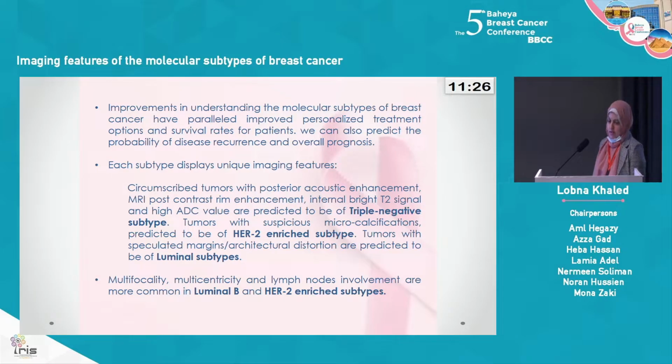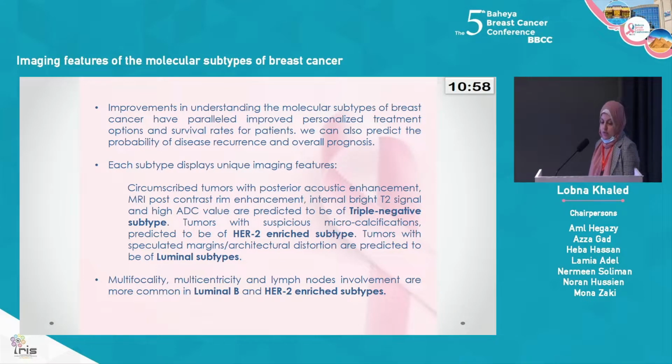Improvements in understanding the molecular subtypes of breast cancer have paralleled improved personalized treatment options and survival rates for patients. We can also predict the probability of disease recurrence and overall prognosis. Each subtype displays unique imaging features. Circumscribed tumors with posterior acoustic enhancement, MRI post-contrast rim enhancement, internal bright T2 signal, and high ADC value are predicted to be of triple negative subtype.